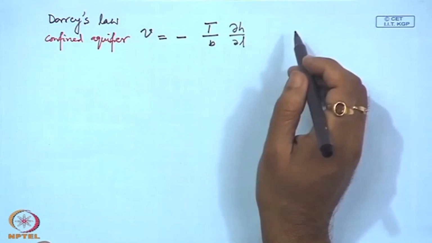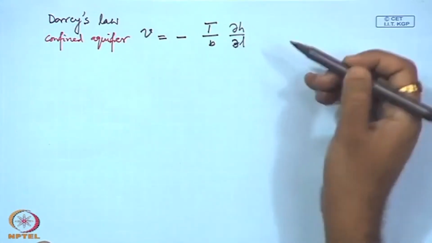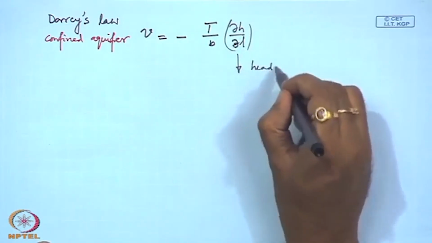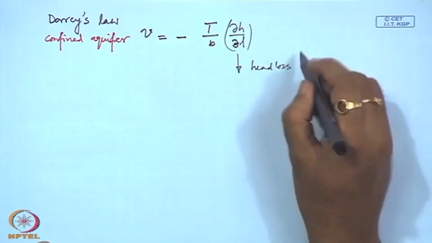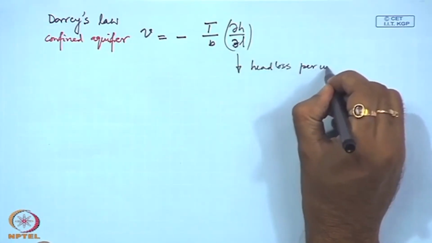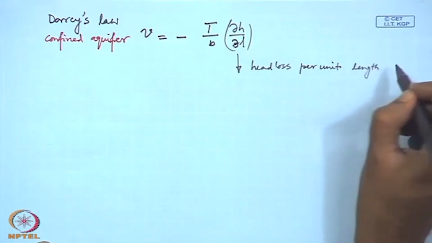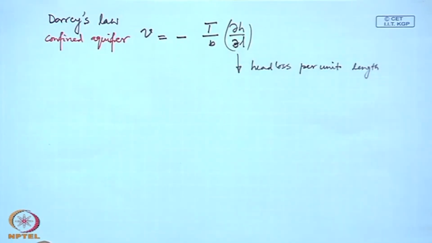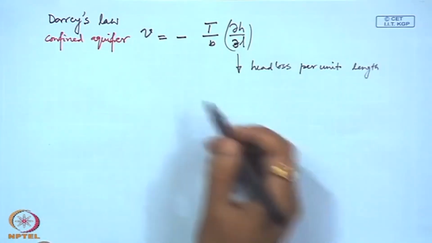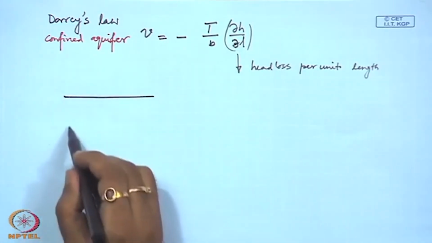So, this is basically head loss per unit length. Now with this, we can have one finite difference grid.